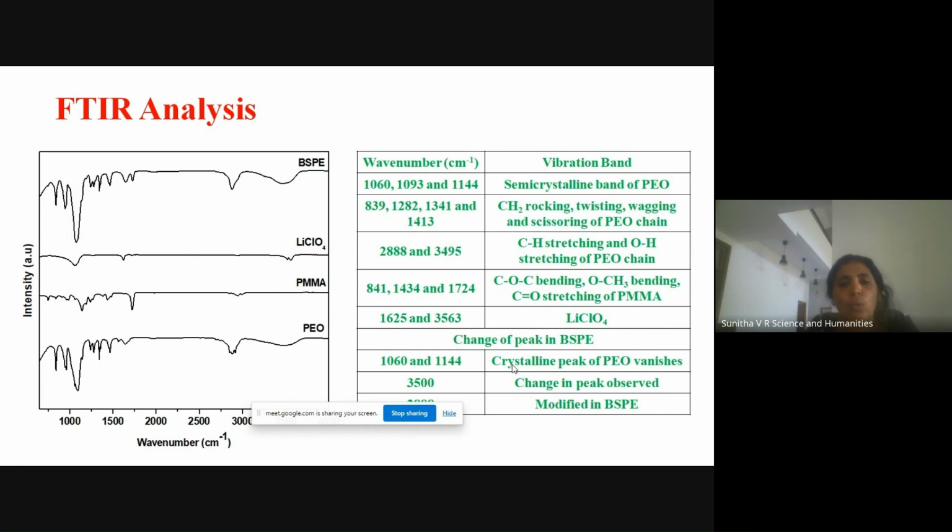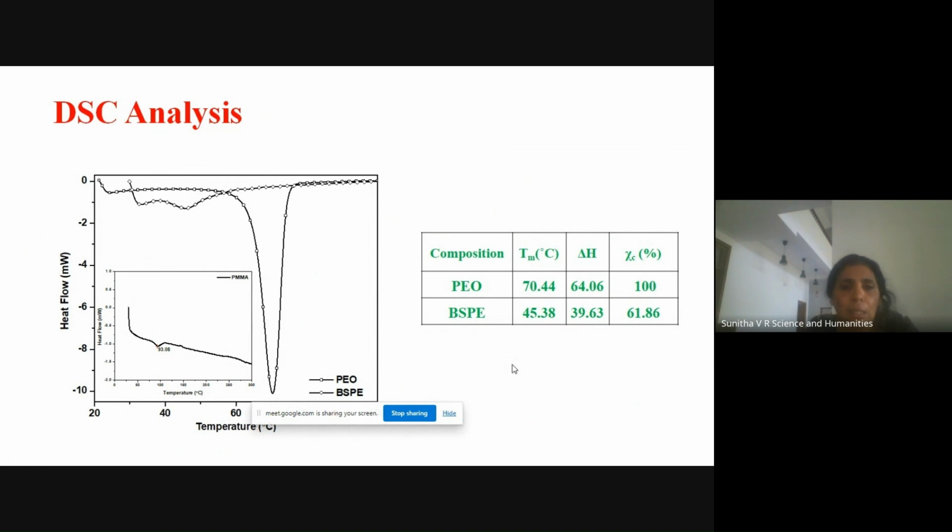And further, if you move towards the DSC, which is the thermal analysis of the polymer, we can see that the crystalline melting temperature of the pure PEO is around 70.44, along with the enthalpy of heating. For pure PEO, if I take it as 100% crystalline, this is taken as a reference. And for the blend system, in the inset of the figure, you can see how the melting temperature drastically reduces, to around 45.38.